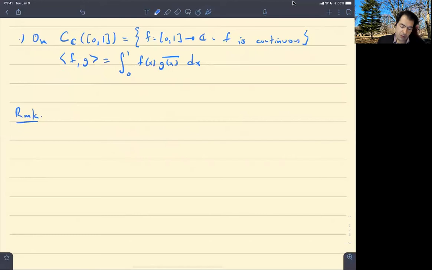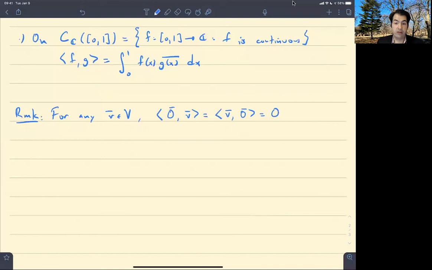Here's a simple remark. For any v in the vector space, the inner product of the 0 vector with v is the same as the inner product of v against the 0 vector. That is always the scalar 0, no matter what v you're using. And 0 is the only vector with this property.